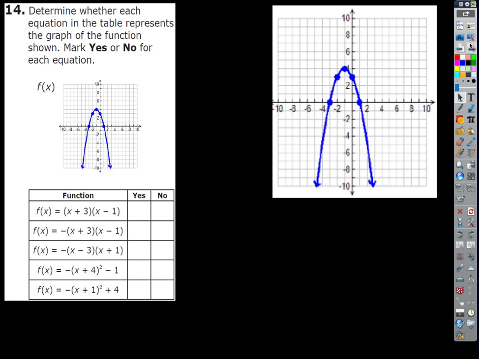Let's do that. So what about this guy? This is a good one. So now we're given some function here. Here's what the graph looks like. I made it a little bigger. We want to mark yes or no next to each of these equations. Which ones of those represent the graph of that function?